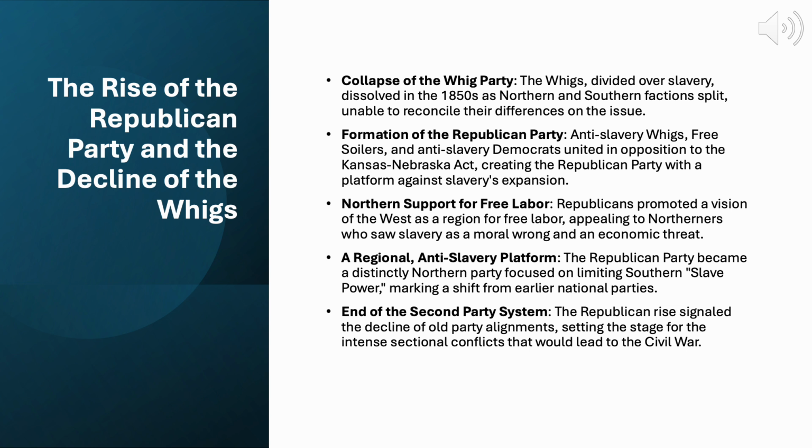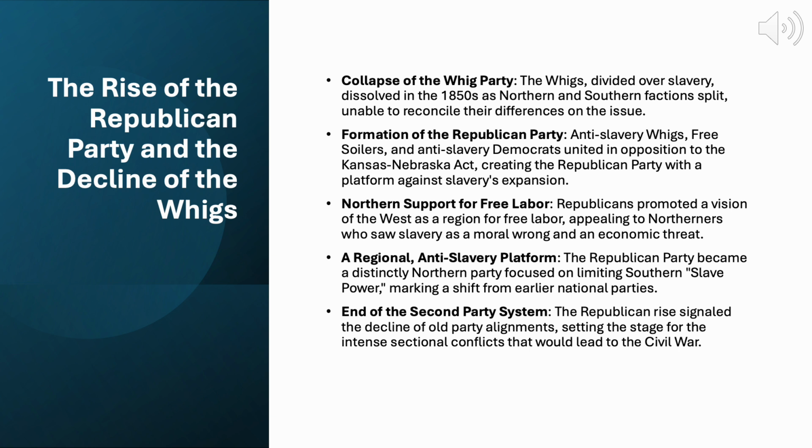In response to the Kansas-Nebraska Act, anti-slavery Whigs, free soilers, and anti-slavery Democrats began to coalesce into a new political movement. This coalition formed the foundation of the Republican Party, which was explicitly dedicated to preventing the expansion of slavery into new territories. The Republicans argued that the West should be a land of opportunity for free labor and free men, not a domain for the institution of slavery. Their platform appealed to Northerners who viewed slavery as both a moral wrong and an economic threat.